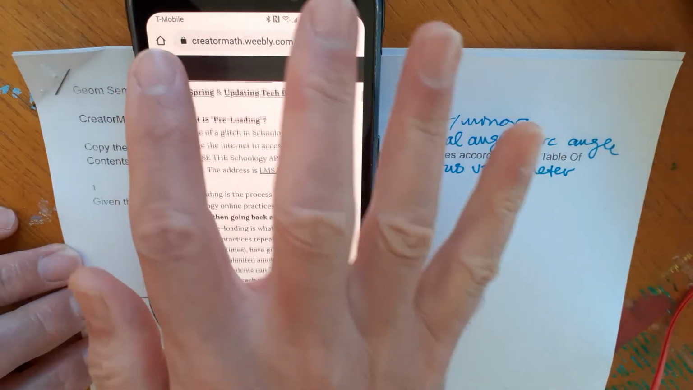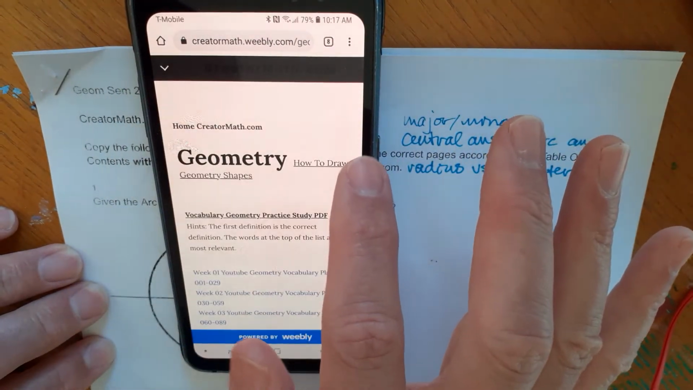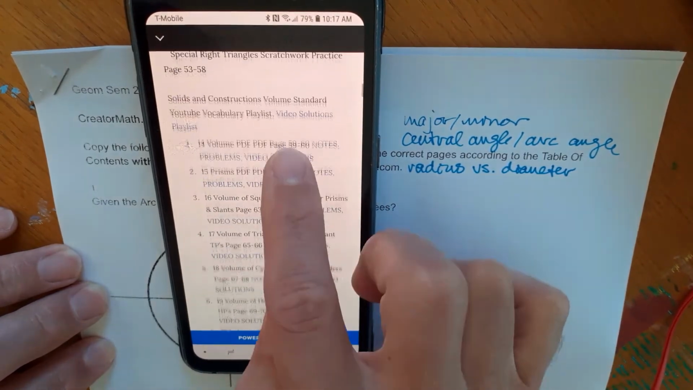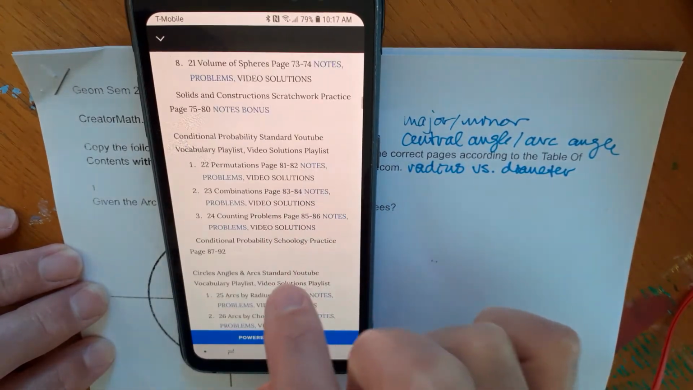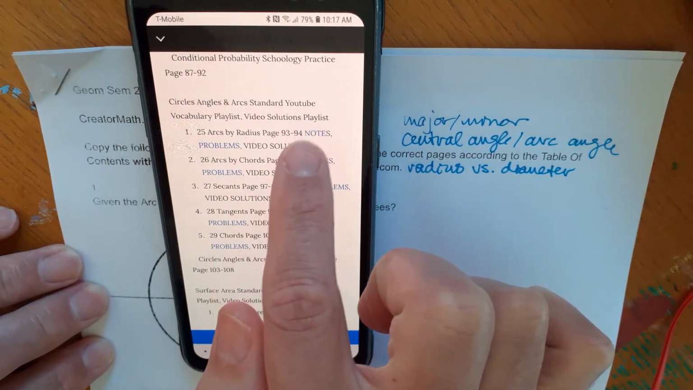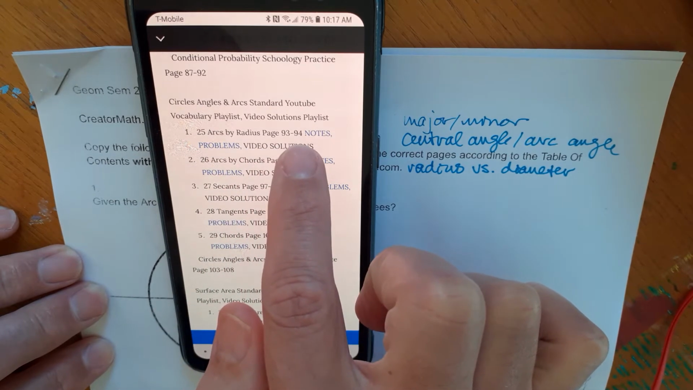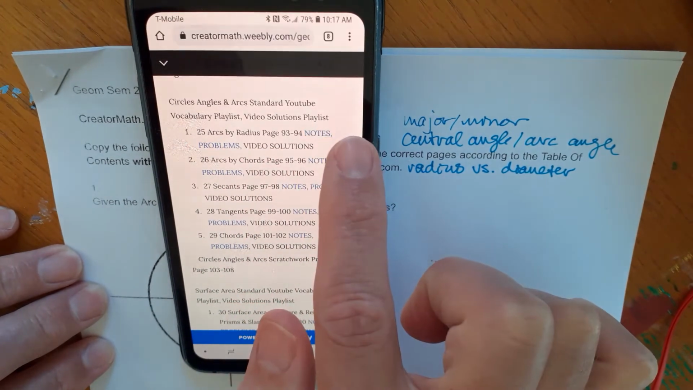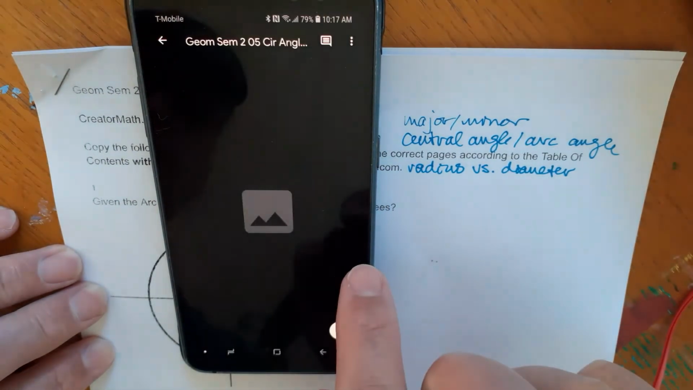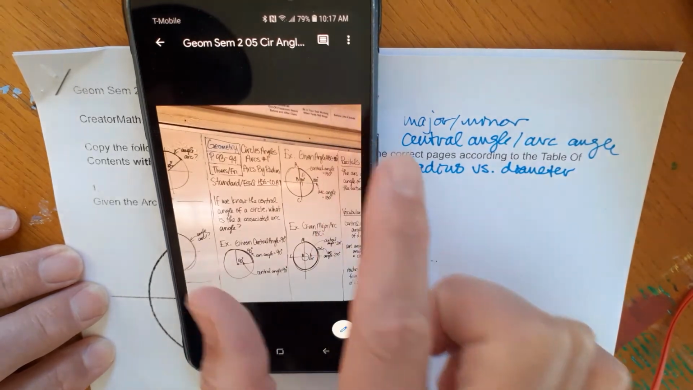Then when you're thinking, where are those notes, right, go to the Geometry tab. Scroll down to the unit we're in. So this is Circle, Angles, and Arcs. This is the first lesson, Arcs by Radius, page 93-94, where the notes go. And if you click Notes right here, this is what pops up, what you put onto those pages in your comp book. All right, so you'll expand them so you can see them clear.